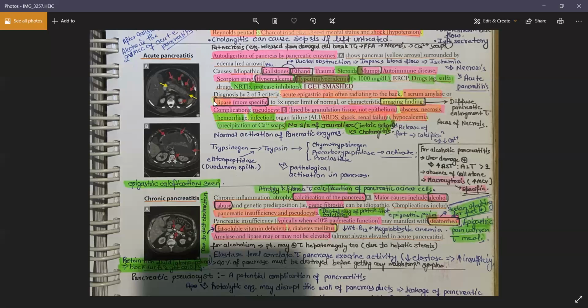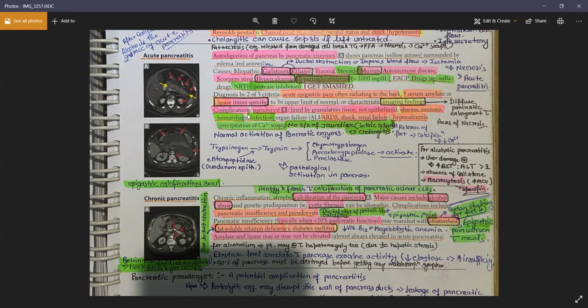Is that okay? Now, let's discuss the complications of acute pancreatitis. The first complication is the pseudocyst. But what happens because of the inflammation? One more thing: what kind of necrosis will you have in acute pancreatitis? Liquefactive. Why? Because protein digestion is there, and the neutrophils are also involved, and they release hydrolytic enzymes. That will cause a liquefactive necrosis.